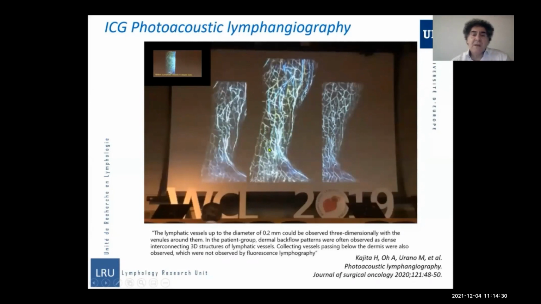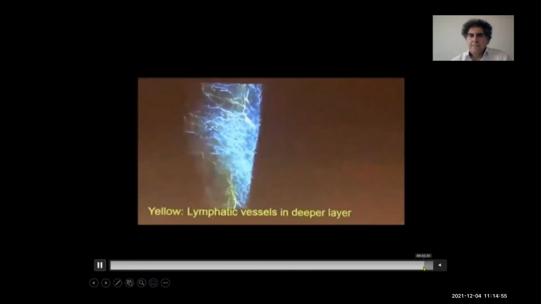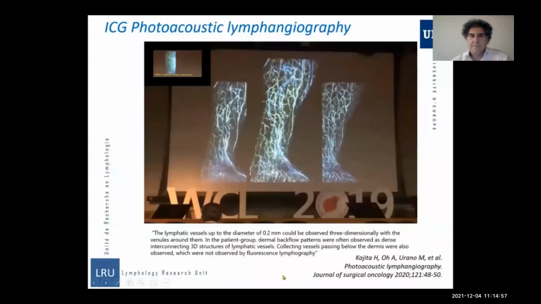When you look at these images, you can see that this lymphatic system is three-dimensional, and that the notions of the deep lymphatic system being separated from the superficial lymphatic system are in fact just images in our mind. In reality, we have to take into account that it's three-dimensional. This network is interconnected at all levels.